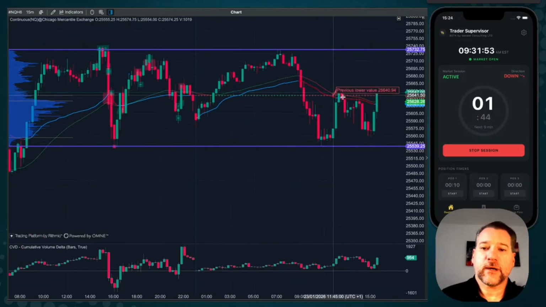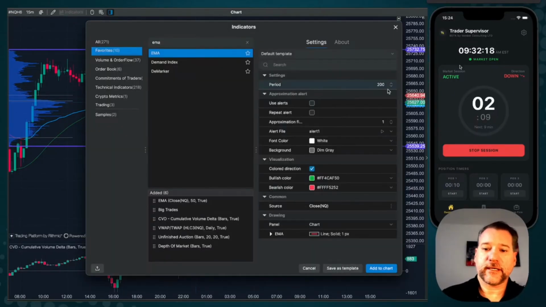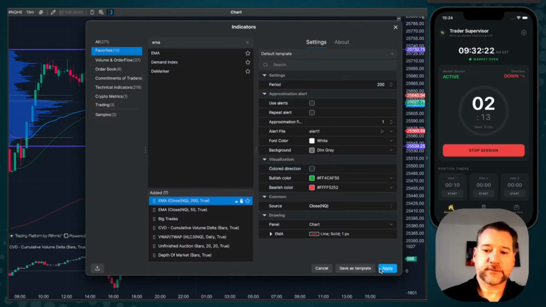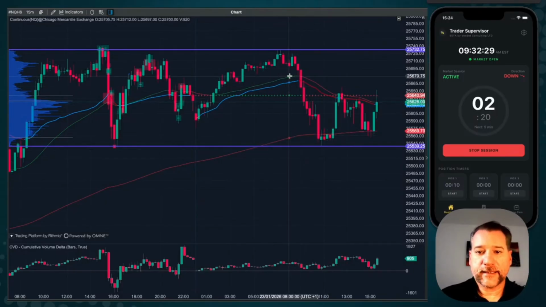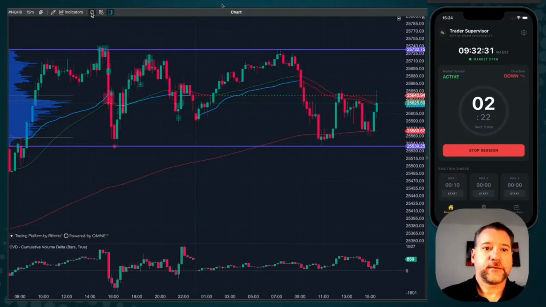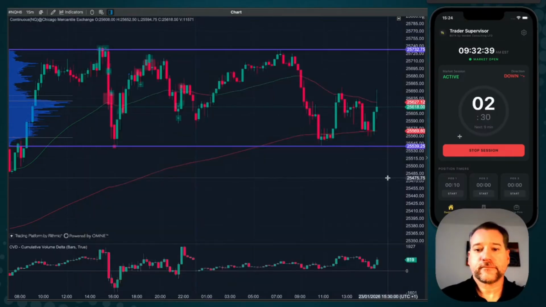Okay, the VWAP, the daily VWAP, and the 50 EMA. I'm gonna add 200 EMA without the coloring. Add to the chart. Let me see. Apply, and here we are. Okay, we have the 200 EMA, and this is the 50. If you don't want to get confused, I can remove the VWAP.